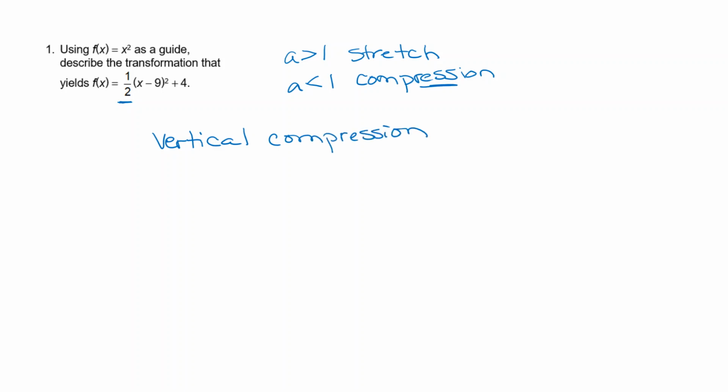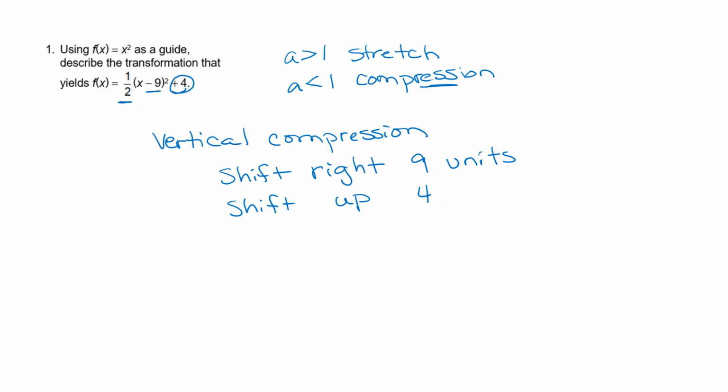It's less than 1, so it's a vertical compression. Now we also have this -9 with my x inside the parentheses, so I know that that is going to be a shift horizontally, and it says -9, so that's actually going to be to the right, a horizontal shift to the right, 9 units. And then we're also going to shift up 4, because the C term tells us the vertical up and down. All right, so there's your answer for that one.